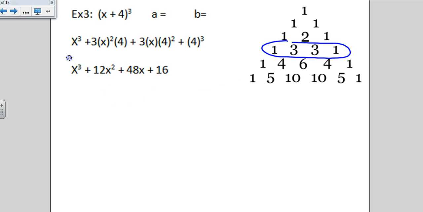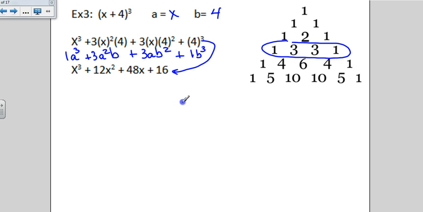So it might be more helpful if I wrote it as 1a to the third, going off the other triangle, plus 3a squared b plus 3ab squared plus 1b to the third. So notice what we did here was the a was an x and the b was a 4. So we went ahead and plugged in the x for all the a's and the 4 for all the b's. And when we did that, we got this top row, and then we simplified that down to get this bottom row.